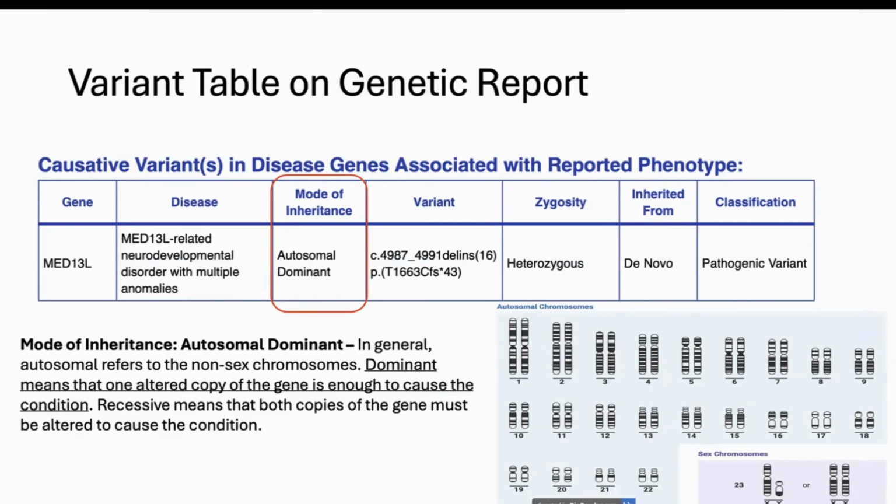Dominant means that one altered copy of the gene is enough to cause the condition. Recessive means that both copies of the gene must be altered to cause the condition. An example of a recessive condition is cystic fibrosis.